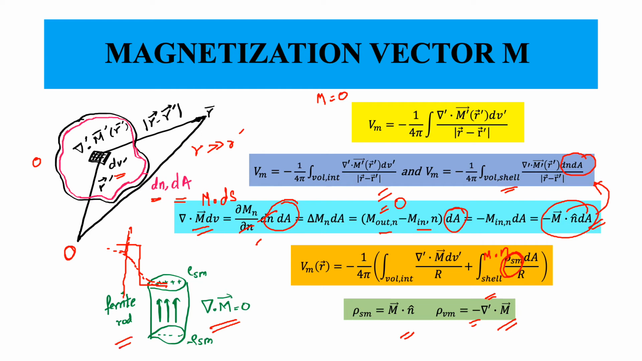which would be a ferrite rod, for example. Okay, and all the charges that you are considering will be equivalent charges at the boundaries. So there will be only plus rho sm at the top and minus rho sm at the bottom. So this would be the equivalent surface charge density that you will have.